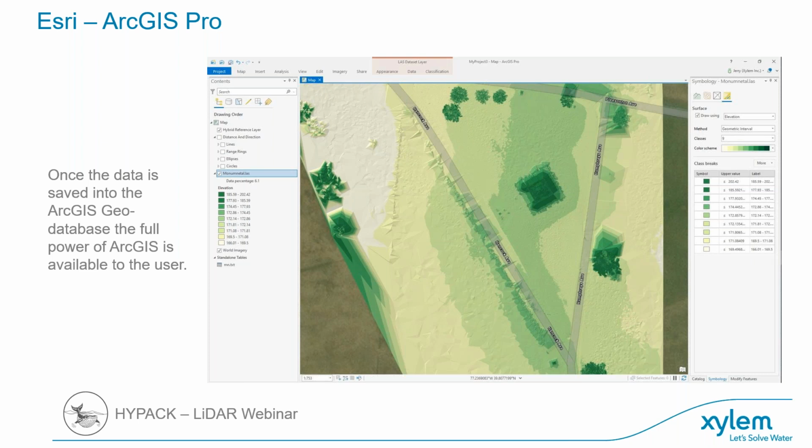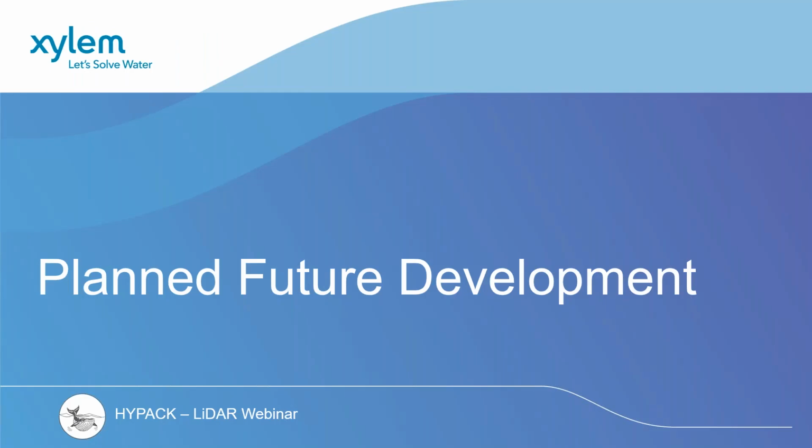It gives you the amount of area. It gives you the min and the max values. There's a bunch of things that ArcGIS can do. You get the full power of their software right within the ability to run their software. So, planned future development. We've got a lot of stuff in our roadmap.